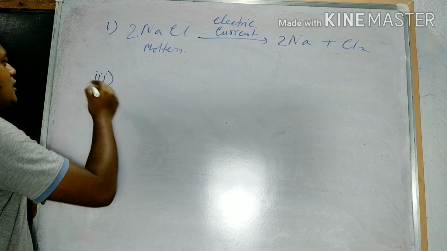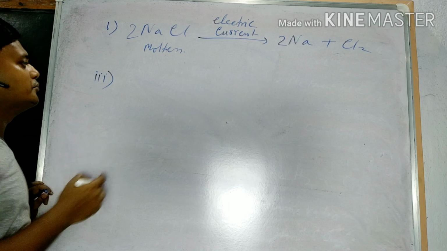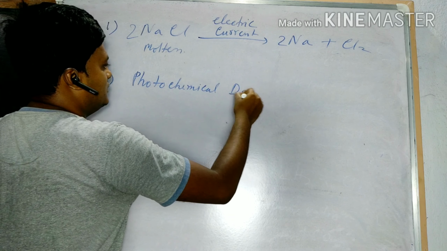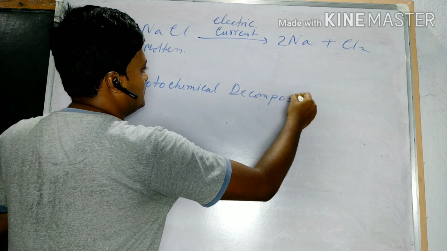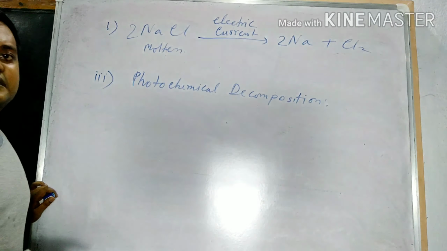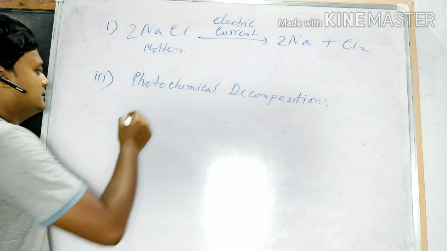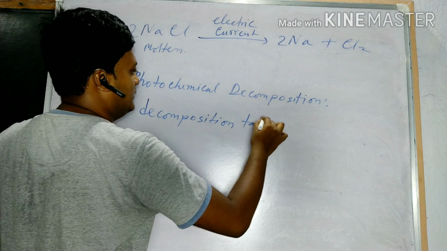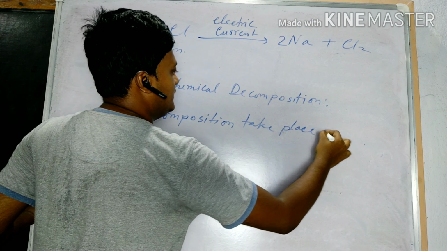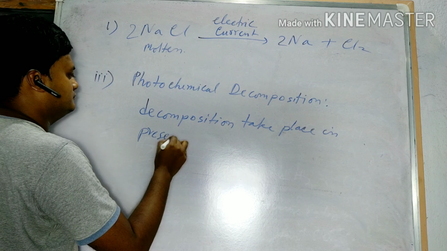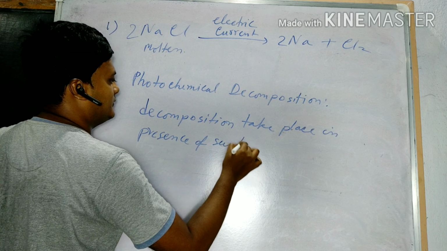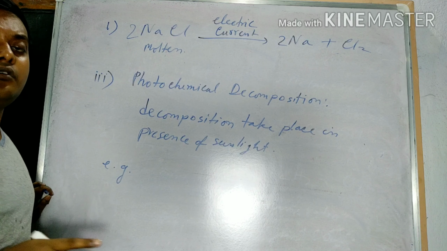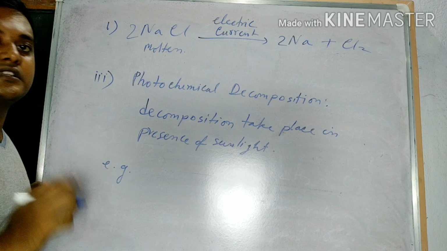Next, photochemical reaction or photochemical decomposition. That means a decomposition reaction takes place in the presence of sunlight. Example, most of the silver salts undergo photolytic decomposition. Most of the silver salts.